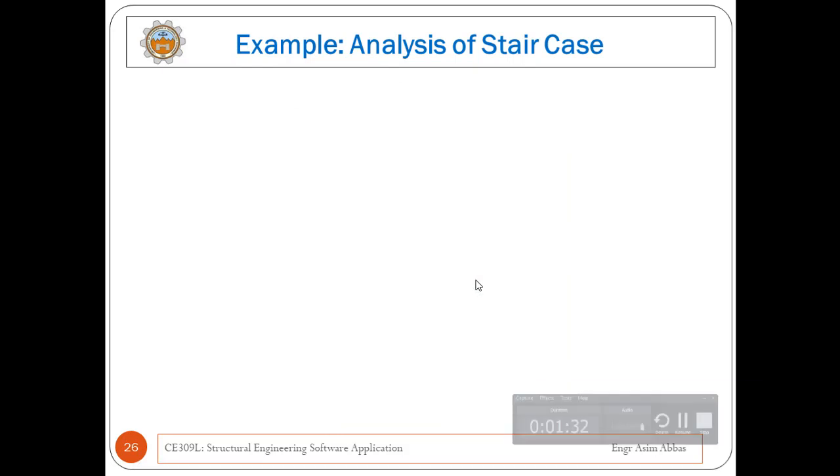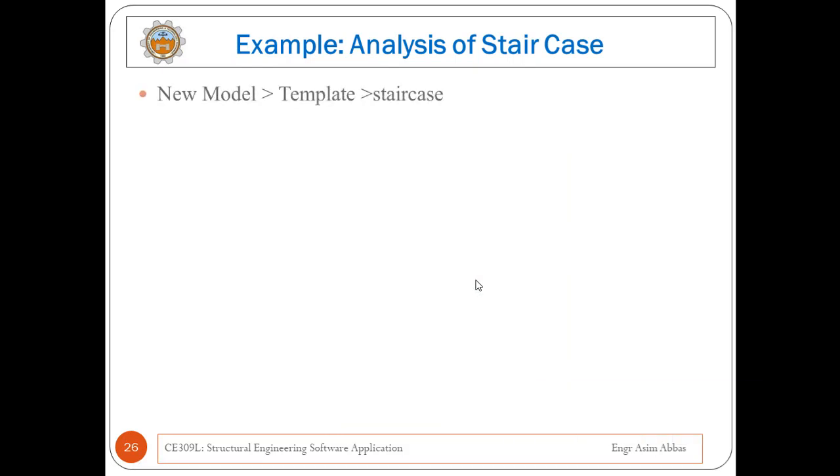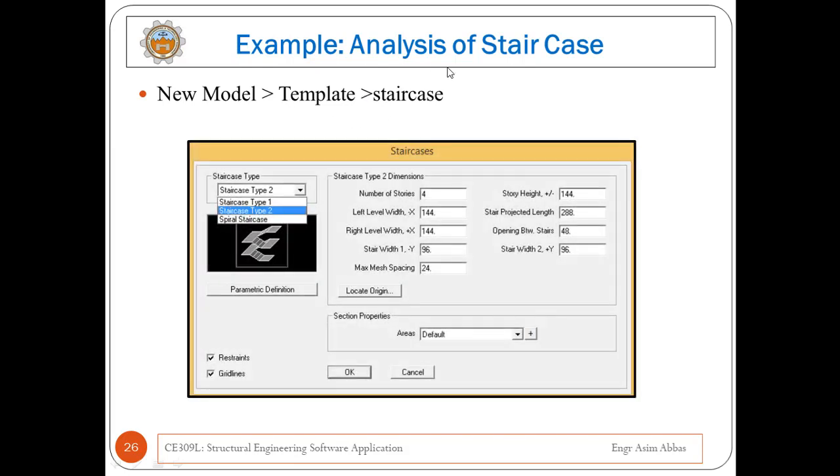Okay. In order to model staircase in SAP 2000, there are some templates also available in SAP 2000. So how will you access the templates? Go to new model, then templates. So the template will open. From there you will click on the staircase. Okay, in SAP 2000 there are 3 different types of staircase templates available: staircase type 1, type 2 and spiral staircase.